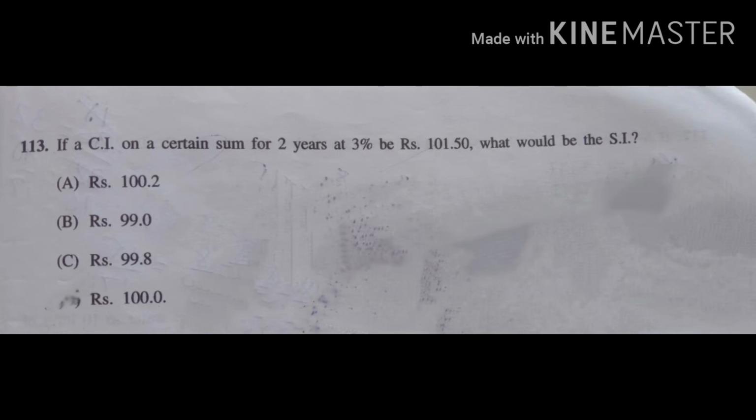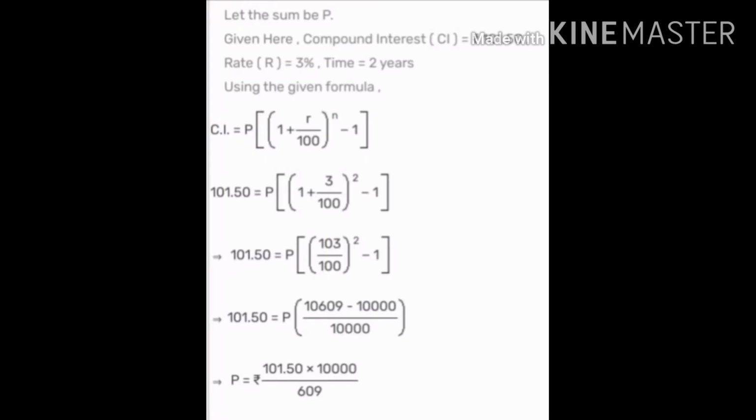Here let the sum be P. Compound interest is given, R is given, T is given. Using the formula, CI is equal to P into bracket 1 plus R upon 100 raised to T, minus 1. Put the values and you will get P is equal to 101.50 into 10,000 divided by 609. So you can put the P into SI is equal to P into R into T upon 100. Then you will get SI.